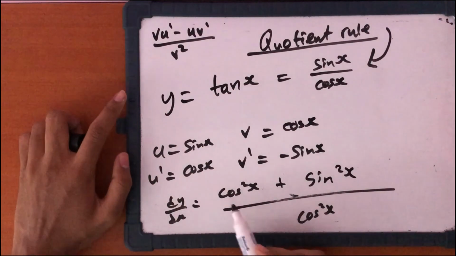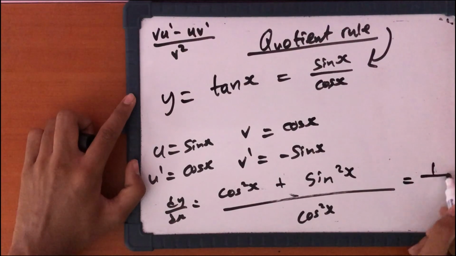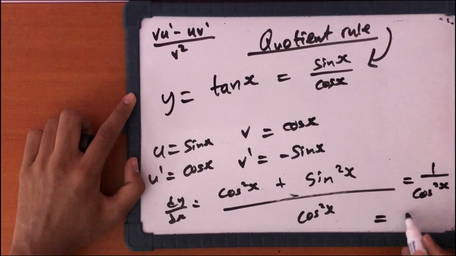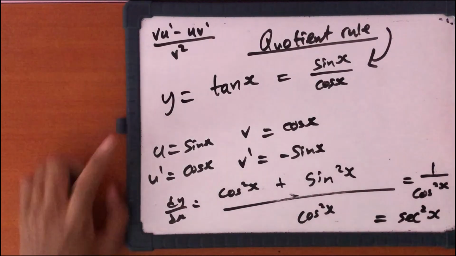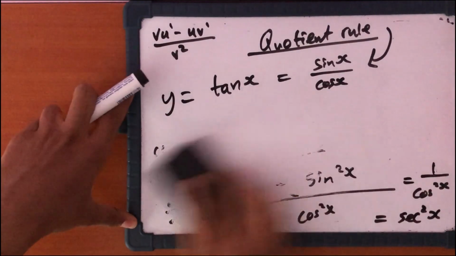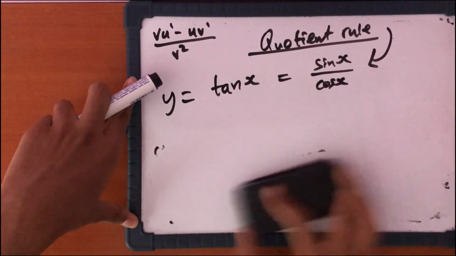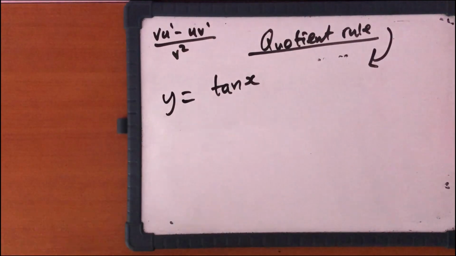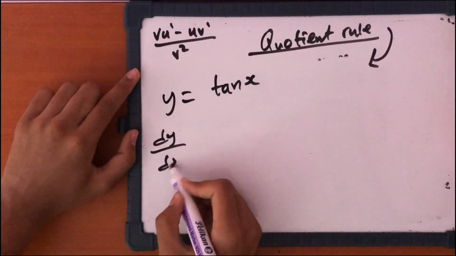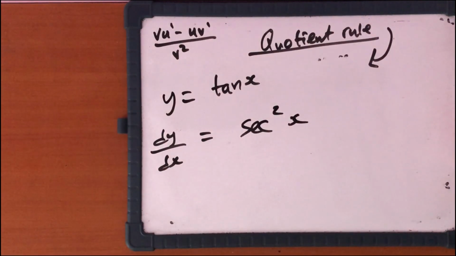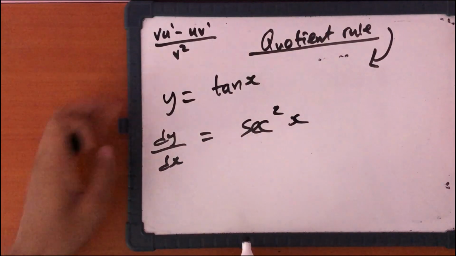And then remember, sine squared plus cos squared is always 1. So this is 1 over cos squared x, which is sec squared. From what you've learned in P3 already, 1 over cos squared is sec squared. So to summarize it, if y is tan x, dy dx is sec squared x. Very nice.